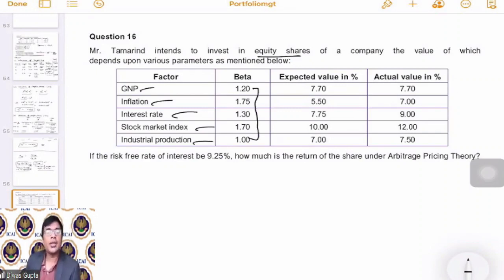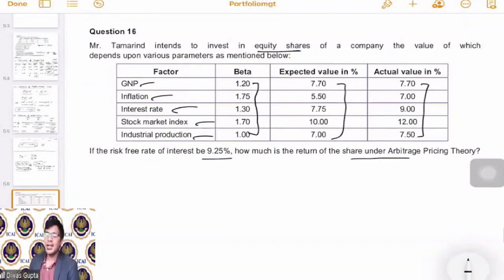For GNP, the stock is sensitive to the extent of 1.2. Inflation is higher sensitive. Interest is lower sensitive, 1.3. The stock market also it is sensitive, and industrial production is as given. The expected value is this, and the actual value is this. So the expected value is given, and the actual value is also given. If the risk-free rate of interest is 9.25%, how much is the return of the share under the arbitrage pricing theory?